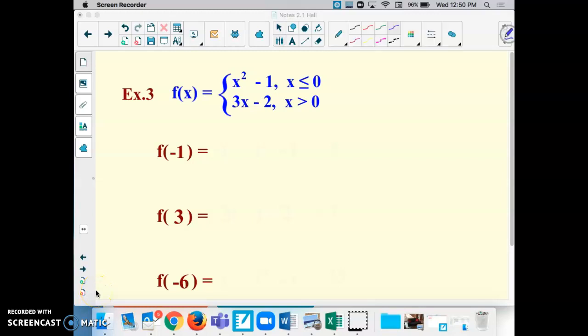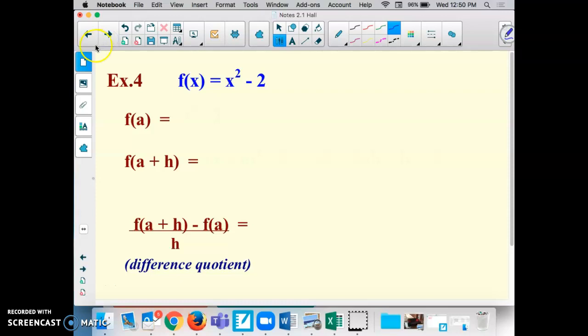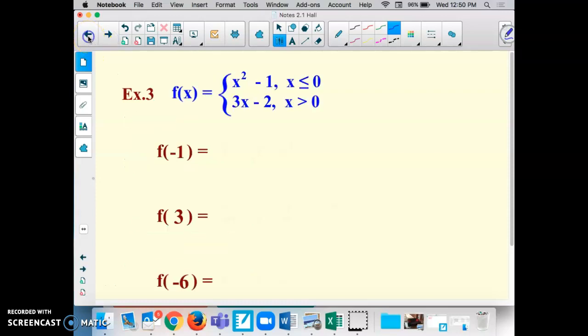The next example that we're going to look at is the piecewise function. I'll look at piecewise, then we're going to look at also another function, which is the difference quotient. So we'll break that one up and we'll get to that one in example 4. So example 3, this is called the piecewise function.